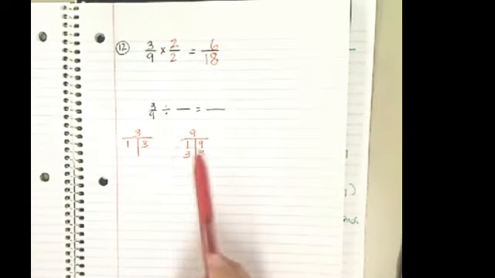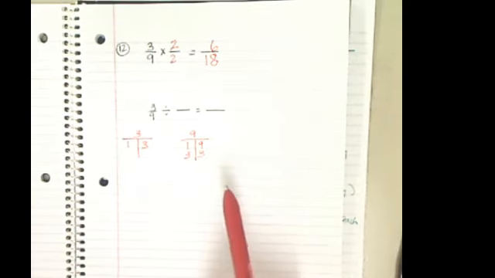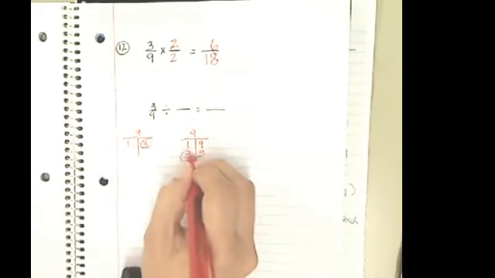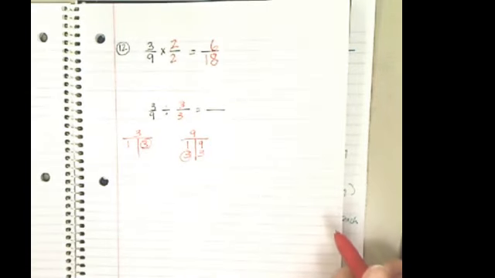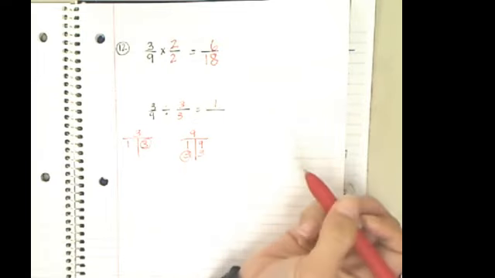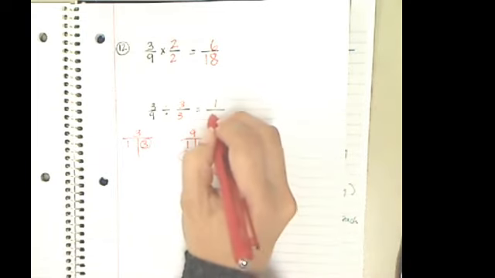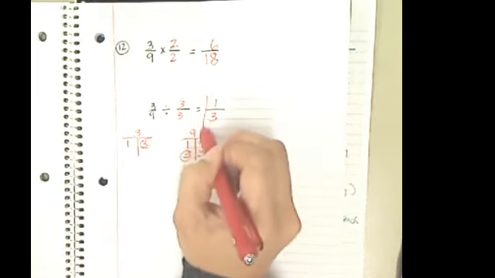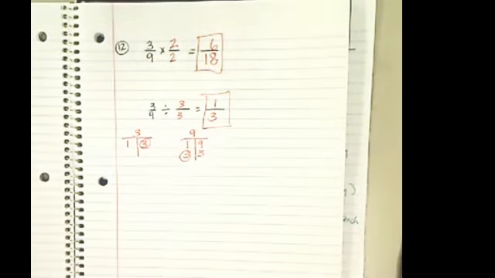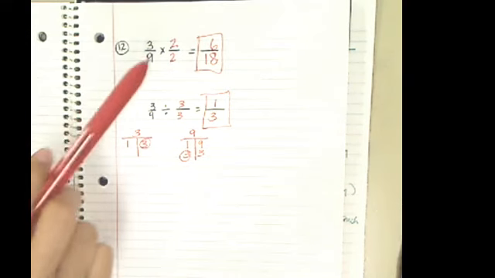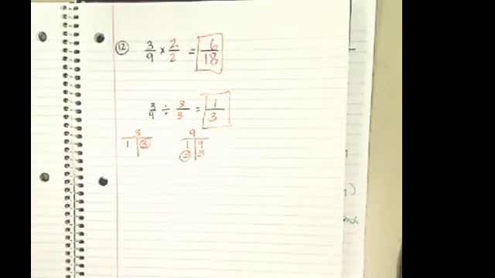So what number is the same on both sides? It's 3. So let's divide top and bottom by 3 because we know that's going to work. 3 divided by 3 is 1. 9 divided by 3 is 3. So 1/3 is another equivalent fraction. We found an equivalent fraction by multiplying and by dividing. You should be able to go both ways.